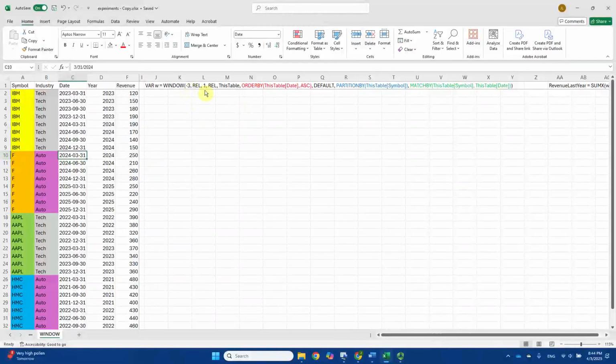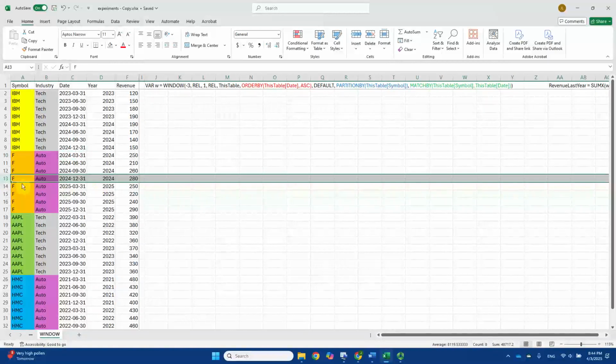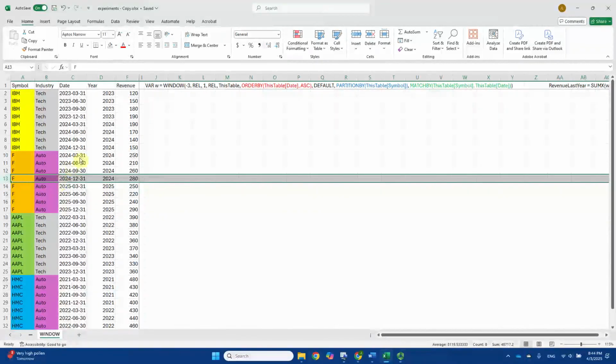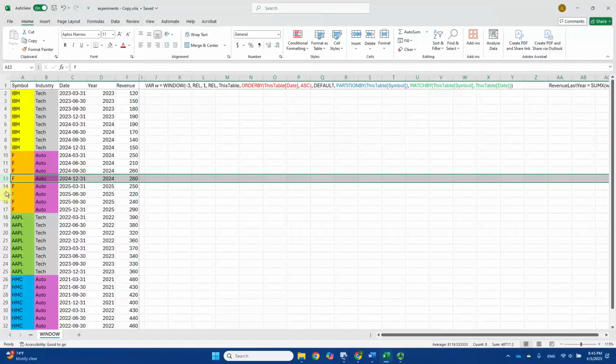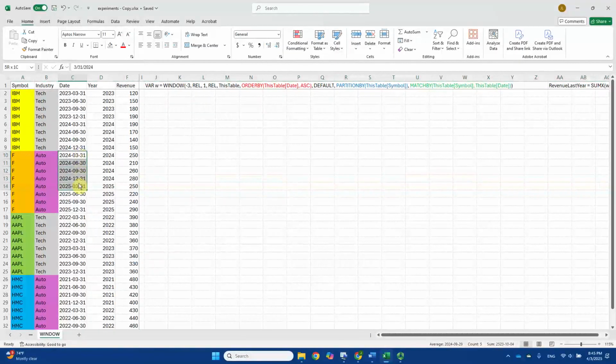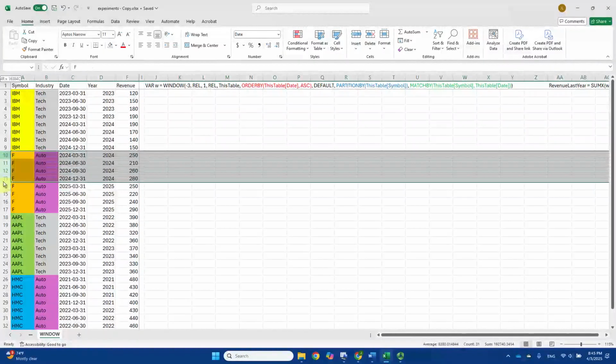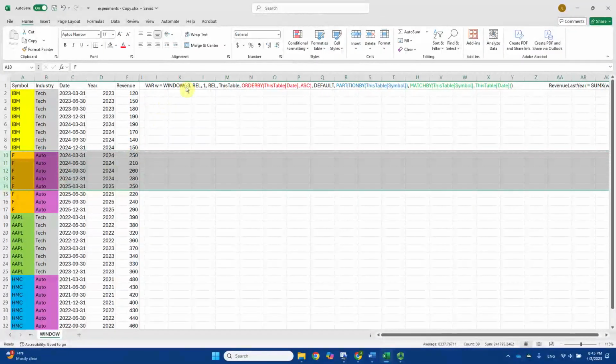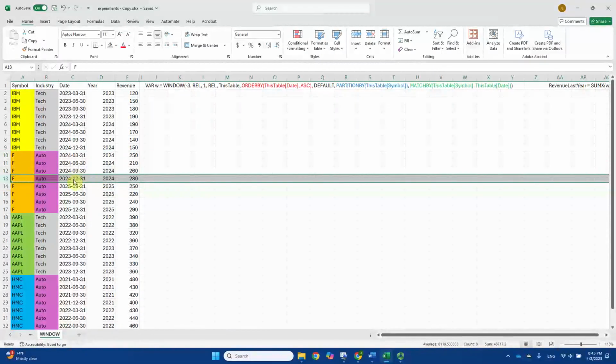Then the ending position for this window is going to be 1 row after the current row. Again, the current row is this row 13. So 3 rows prior is going to be row 10, and 1 row after is going to be row 14. So we're talking about 1, 2, 3, 4, 5, these 5 rows together. So this is the block this window function is going to take, based on the current row.